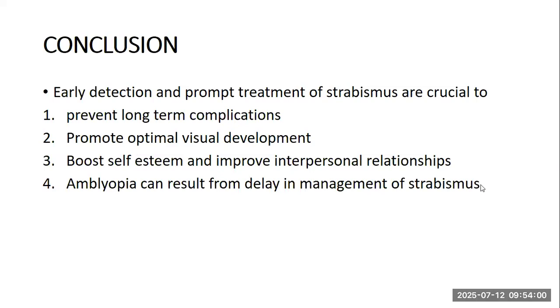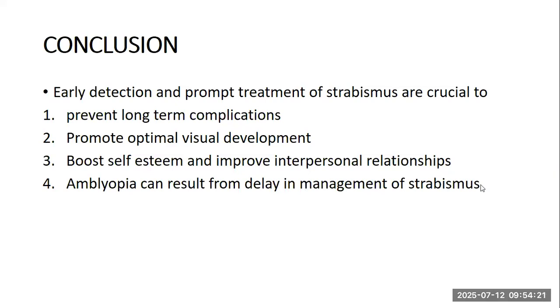In conclusion, early detection and prompt treatment of strabismus are crucial to prevent long-term complications. We do know how mean some children can be. They see a child with crossed eyes, they mock them till the child can possibly go to commit suicide. So there are long-term complications.